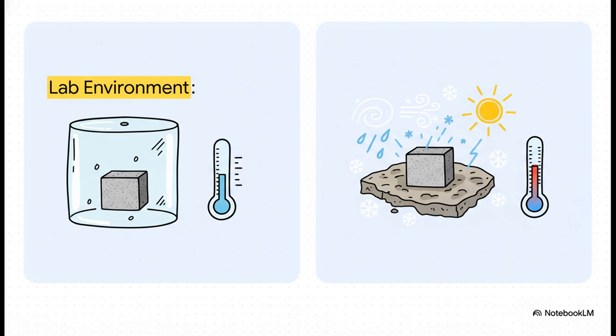Lab tests happen in a nice, comfy, climate-controlled room. But a real part on a car or a building is out there fighting rain, salt, humidity, corrosive chemicals, and brutal swings in temperature. And this is where things can get really wild.